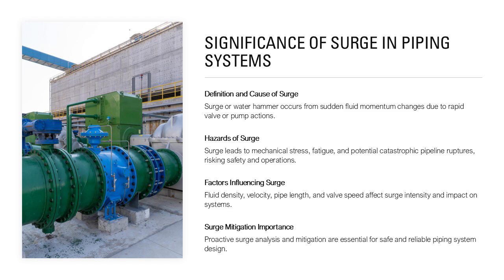ruptures in pipelines. The significance of surge lies in its ability to compromise system integrity within seconds, posing safety risks, operational downtime, and costly repairs. Understanding surge mechanisms is essential for engineers to design robust systems that can withstand transient conditions and prevent failures.